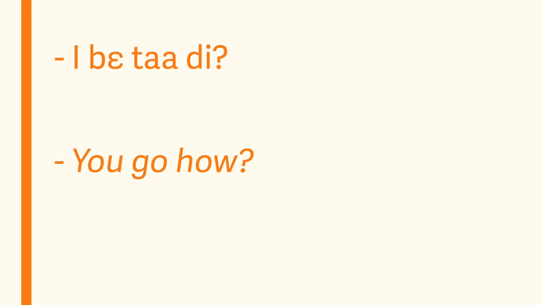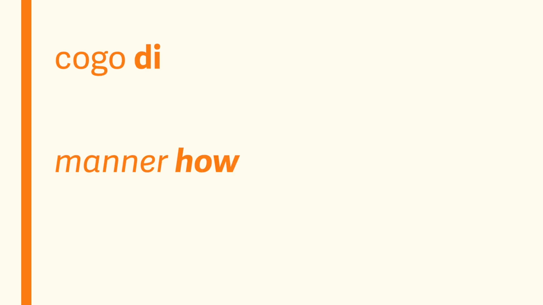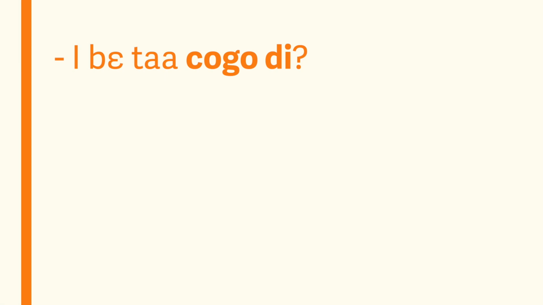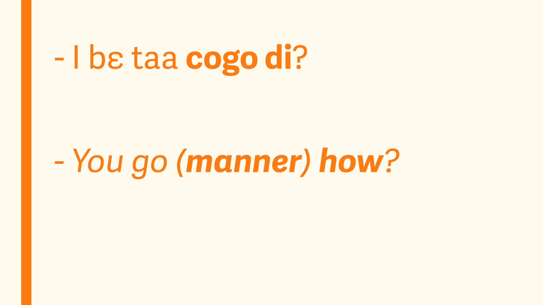Next up, we have the word di, meaning how. For instance, let's imagine that you were going into town again, but this time your friend's not going. Your friend might ask you, I be ta di, meaning you go how, as in, how are you going to go? Or your friend might use a common equivalent of di, which is cogo di, which combines the word for manner, cogo, with the word for how, di. So in that variant, they would then say, I be ta cogo di, meaning again, you go how, or more literally, you go manner how. You would in either case, of course, answer, Mbe ta negesola, meaning, I go on bike.